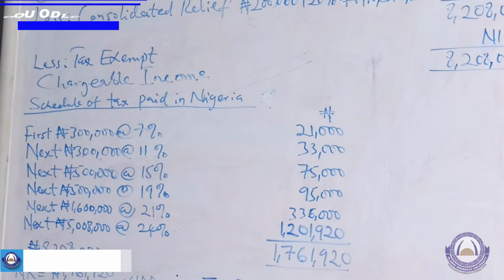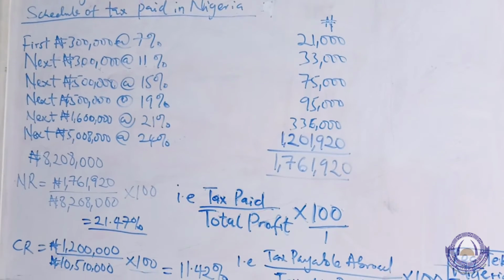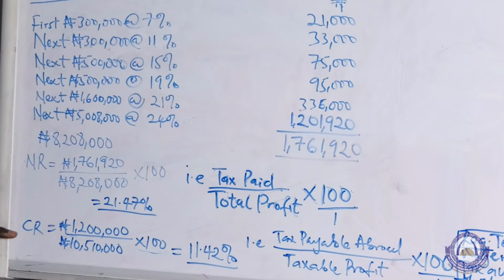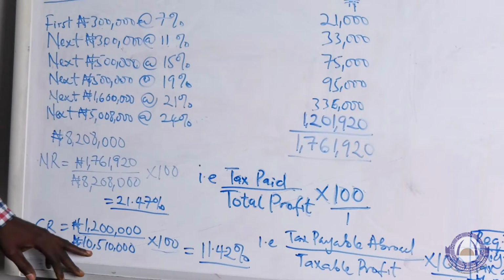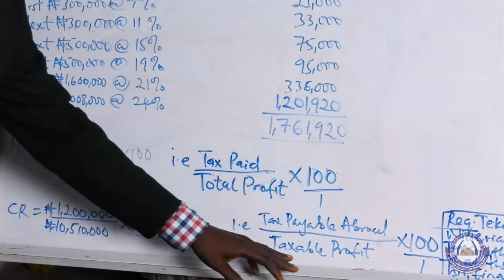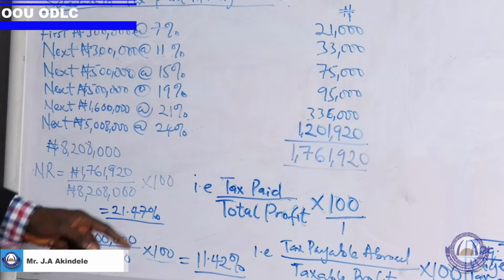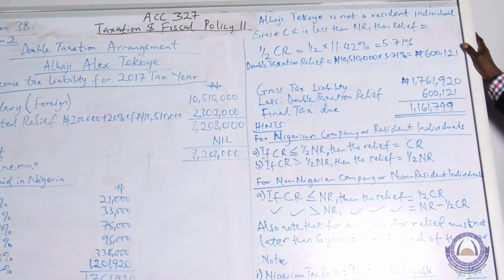For the Nigerian rate, we have to consider the tax paid over the total profit multiplied by 100 over 1. The tax paid, according to this schedule and based on our calculation, is 1,761,920 naira divided by the total profit, which is 8,208,000 naira. If we divide that and multiply by 100 over 1, that will give us 21.47%. And the Commonwealth rate from the question is 1,200,000 naira divided by 10,510,000 naira, the consolidated salary. The rate is the tax payable abroad over taxable profit multiplied by 100. If you divide 1,200,000 naira by 10,510,000 naira, that will give us 11.42%.